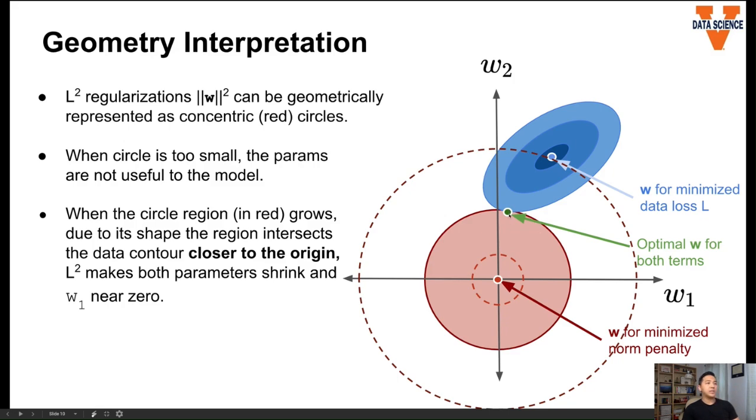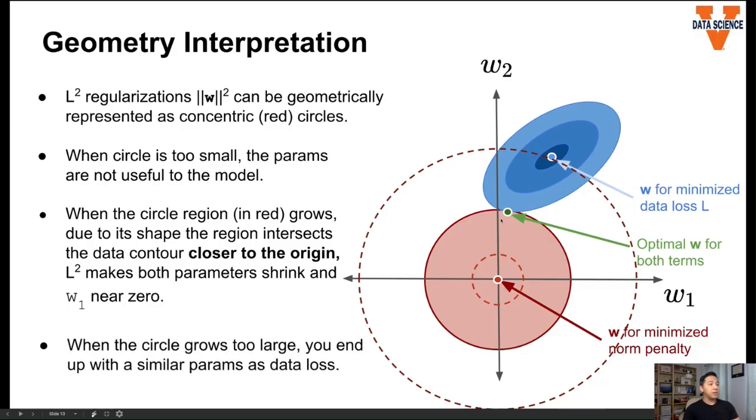And typically the intersection is here, and one of the axes is going to be close to the origin. So both of the parameters are shrinking here compared to the original data loss optimized position. And what happens is it might be close to one of the axes, so one of the values can be very close to 0. It just depends on the geometry of your loss function. Typically, it's quadratic, and this is a circle, right? So if it's close to the vertical axis here, then W1 is going to be very close to 0.